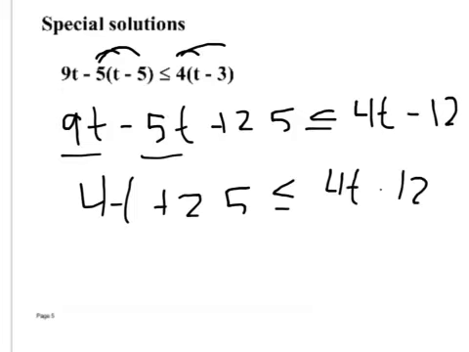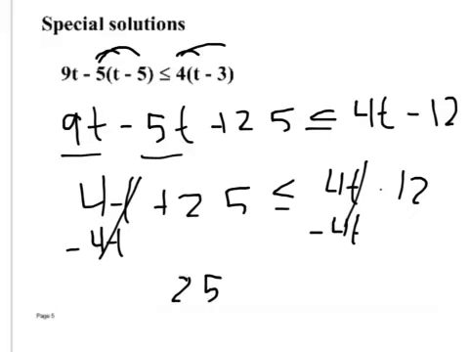Everybody with me so far? I want to get t's on the same side, so I'm going to subtract 4t. That knocks both of them out. It cancels them out. So that leaves me with 25 is less than or equal to negative 12. This is all I have left.